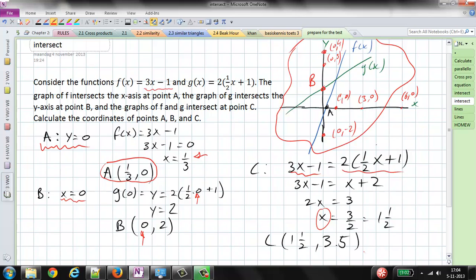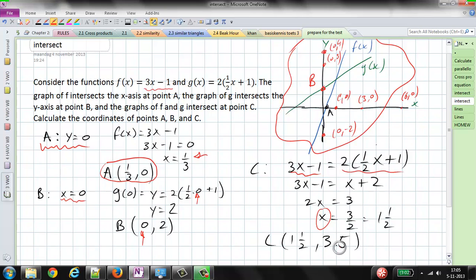You're not done yet because you need to find out what the corresponding y is. Remember, a point is always two numbers, the x coordinate and the y coordinate. So we put the 1.5 back into there. We say 3 times 1.5 is 4.5, minus 1 is 3.5. So the y is 3.5. Could I have put it into the other formula? The answer is yes. A half of 1.5 is 0.75, and 0.75 plus 1 is 1.75.